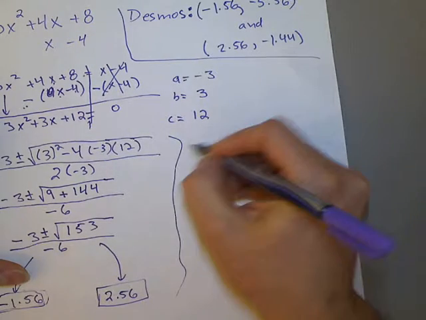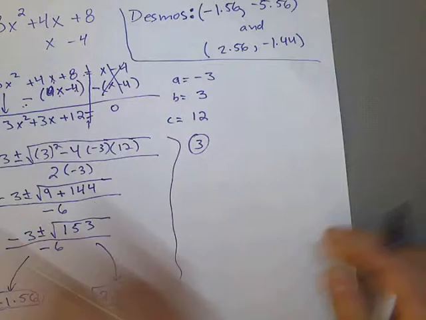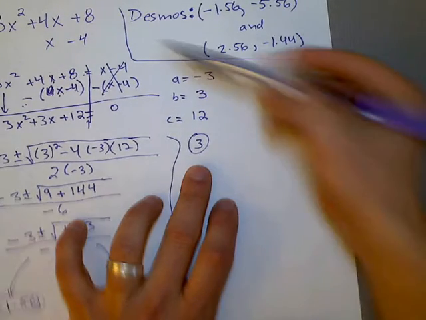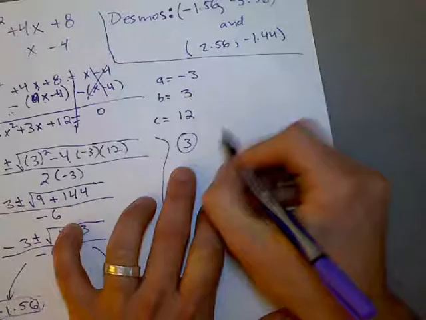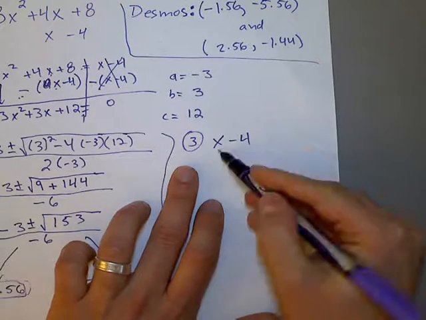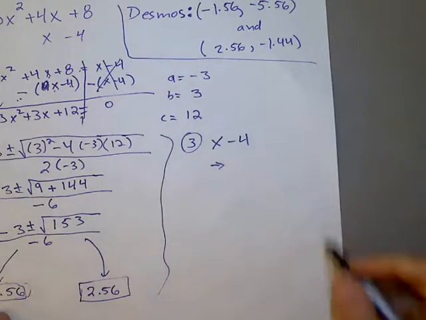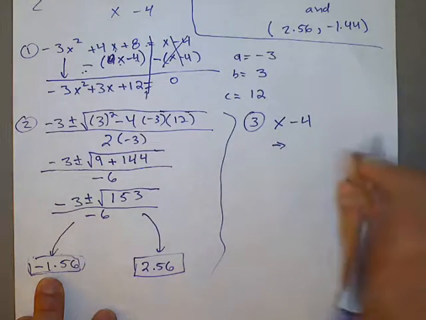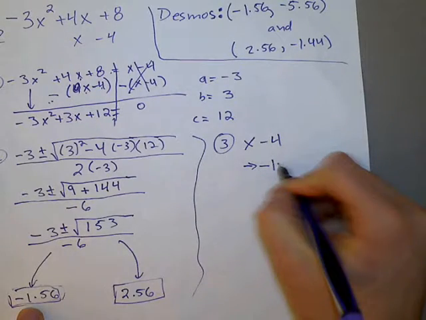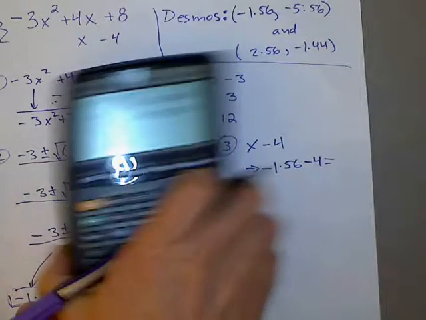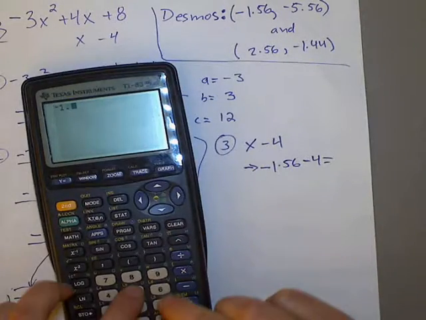Let's do the third step, and that's to take these x values and put it into the linear equation, which is the x minus 4. So we'll start with x minus 4, and instead of x, we're going to substitute negative 1.56. So we're going to do negative 1.56 minus 4. Let's put that into the calculator. Negative 1.56 minus 4. That gives us negative 5.56.